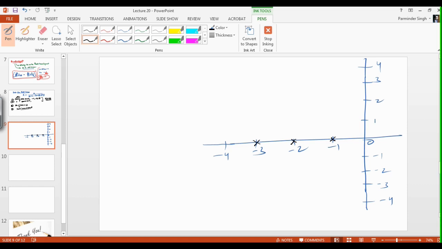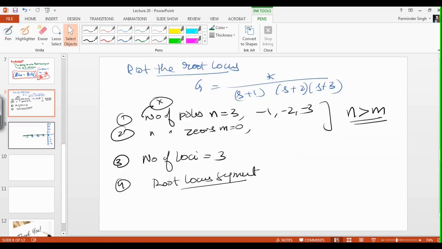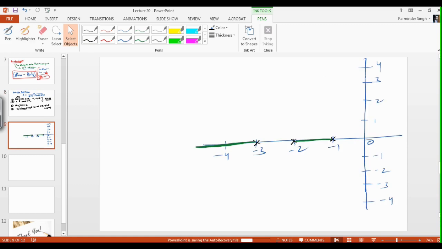Now segment. On the right hand side of the first pole, nothing. On the right hand side of this we have 1, odd in number, so this portion between minus 1 to minus 2 will have a segment. So let's show it by a green line. Clear? On this part, odd, even number, and on this part, yes, from minus 3 to infinity we have the segment. So we can say root locus segments lie between minus 1 and minus 2 and from minus 3 to minus infinity. Clear?